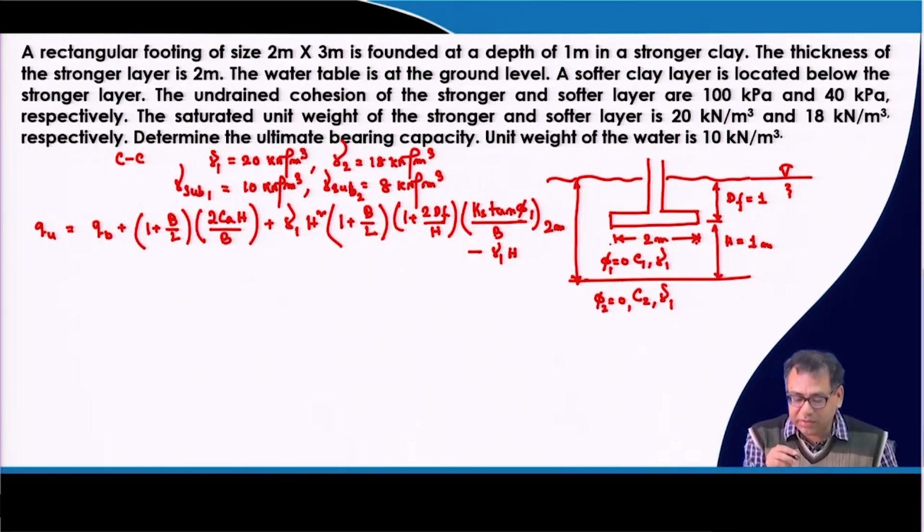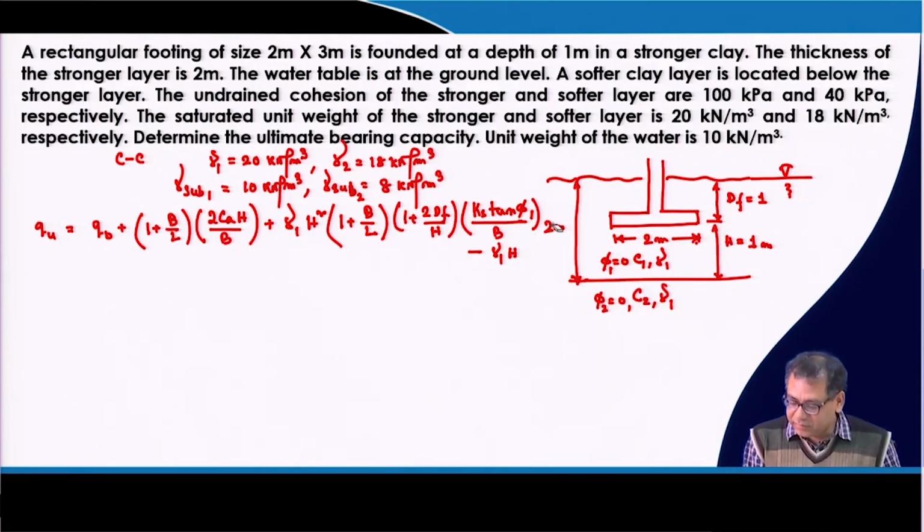This is a rectangular footing of dimension 2 meter cross 3 meter, and the thickness H is given as 1 meter, and then Df, the depth of the foundation, is 1 meter. Saturated unit weight for the top layer is 20 kilonewton per meter cube, and saturated unit weight of the bottom layer is 18 kilonewton per meter cube. So, submerged unit weight of the top layer is 10 kilonewton per meter cube, because submerged is the saturated minus the unit weight of the water, and unit weight of the water is taken as 10 kilonewton per meter cube. And so, submerged unit weight of the second layer will be 8 kilonewton per meter cube, and this is the basic equation.